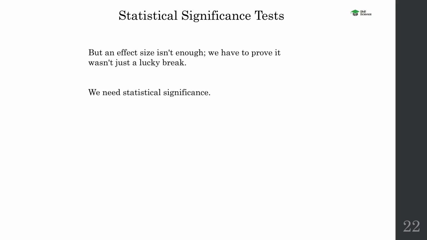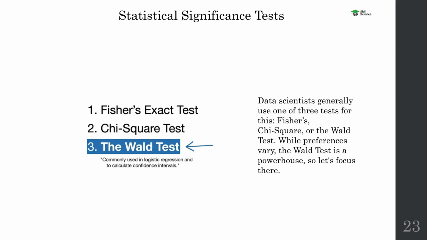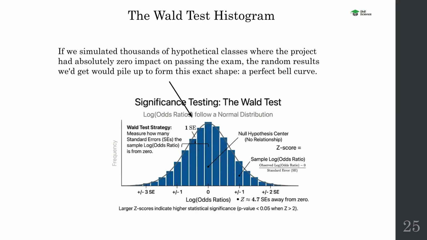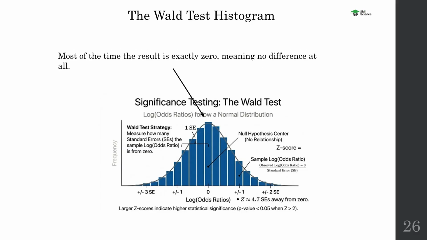But an effect size isn't enough. We have to prove it wasn't just a lucky break. We need statistical significance. Data scientists generally use one of 3 tests for this: Fisher's, chi-square, or the Wald test. Since the Wald test is a powerhouse, let's focus there. Think of the Wald test as a what-if scenario. What if our practice project was actually completely useless? If we simulated thousands of hypothetical classes where the project had 0 impact, the random results would pile up to form this exact bell curve shape. Most of the time, the result is exactly 0, meaning no difference at all.